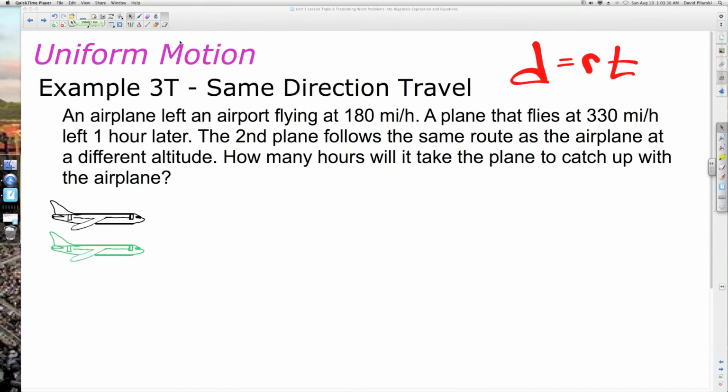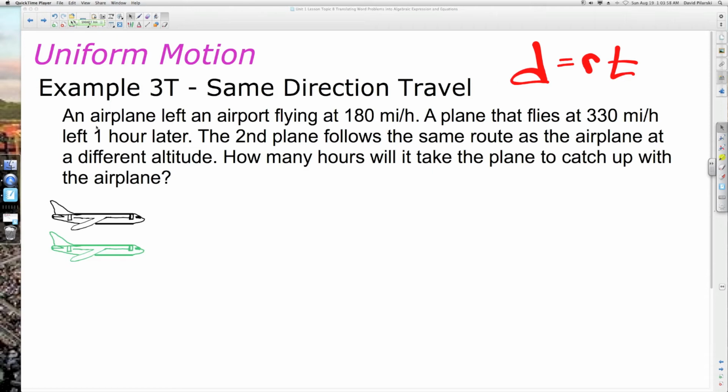In example 3, it's the first time we're really talking about travel, or distance is equal to rate times time. We're talking about uniform motion here. And uniform motion has everything to do with the distance equation. Distance is equal to rate times time. This equation relates 3 different variables that are very useful when traveling.